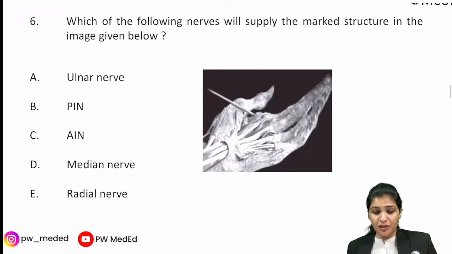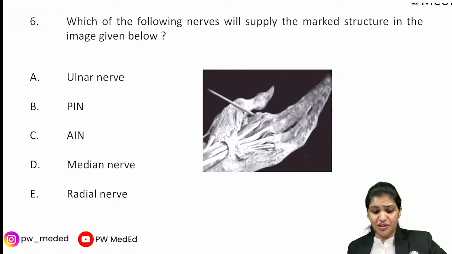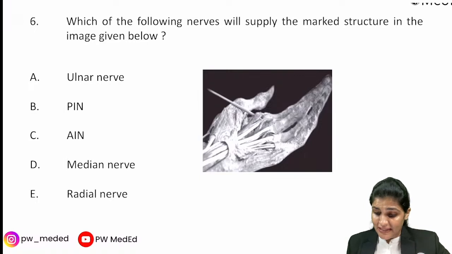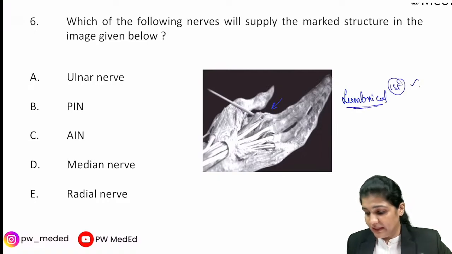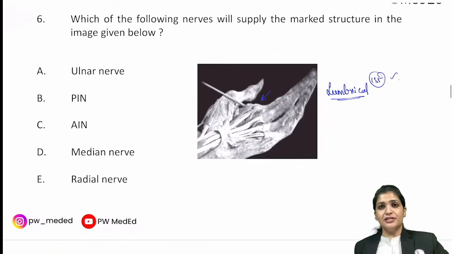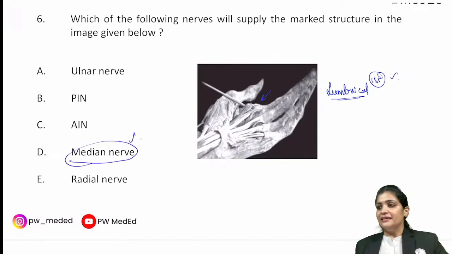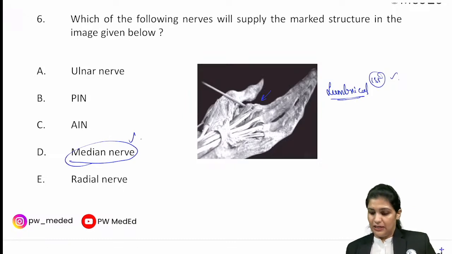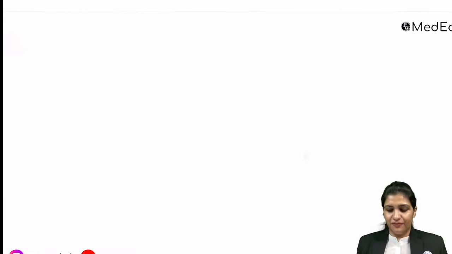So coming to the next question, which of the following nerves will supply the marked structure in the image given below? Right. So this particular muscle which is marked here is the lumbricals. So this is the first lumbrical which you are seeing here, and if you remember, the first lumbrical is supplied by your median nerve. Yes, the median nerve is the one which supplies your first lumbrical.